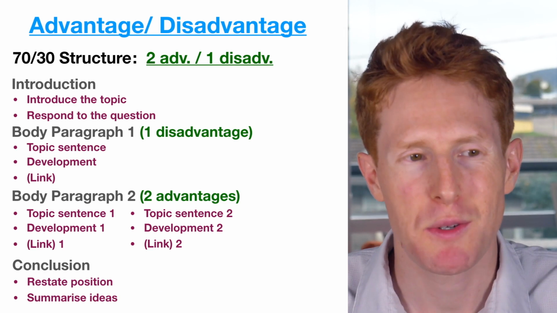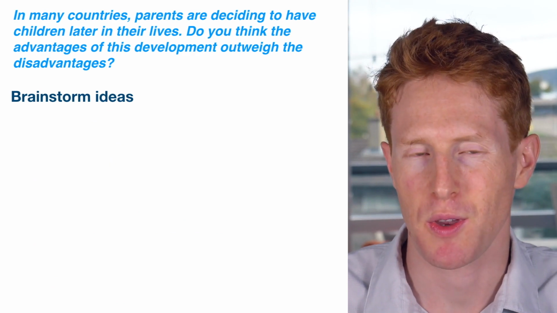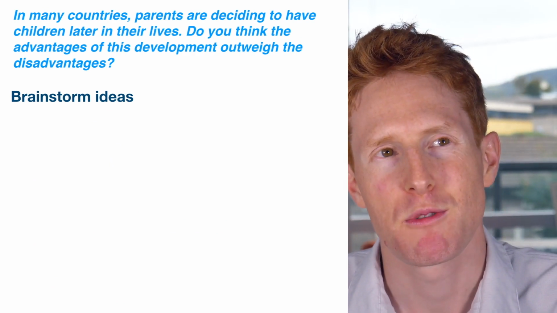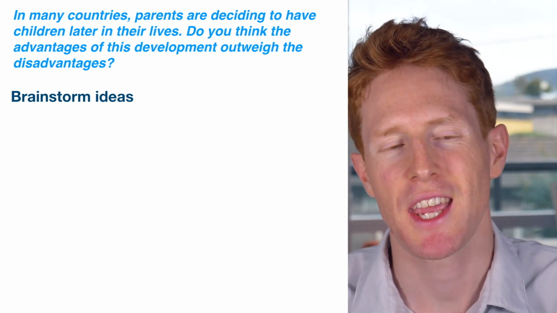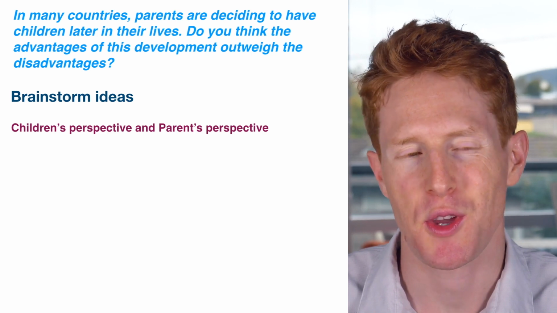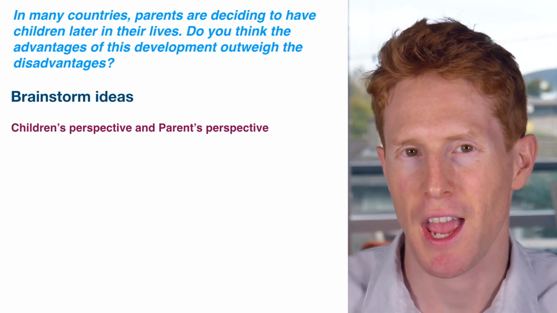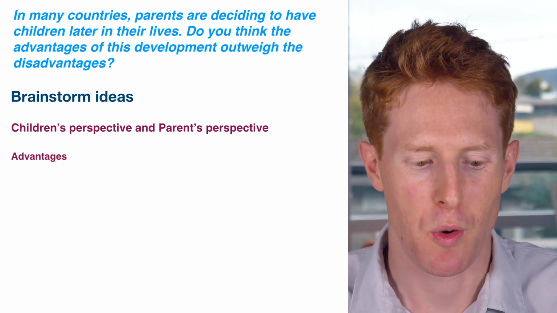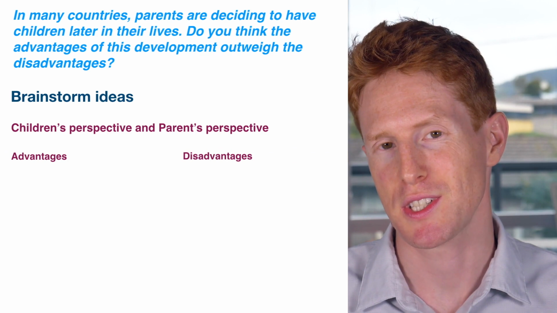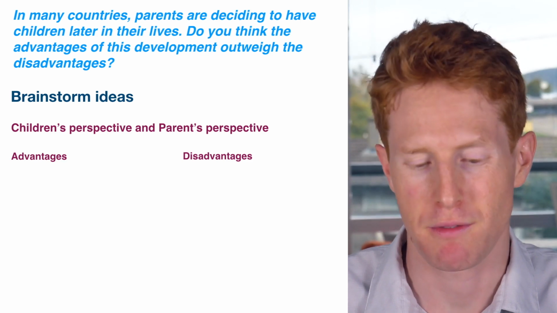Okay, the first thing that we're going to do when we get a question like this is to brainstorm ideas. Okay, when it comes to brainstorming, it's a very good idea to brainstorm from multiple perspectives. So in this case, we've got the perspective of the children and also the parents. So we can think about advantages and disadvantages from both the perspective of the children and the parents as well. So remember, we need advantages and disadvantages, and in our case, because we're saying that the advantages outweigh the disadvantages, we're going to have 2 advantages and just 1 disadvantage.